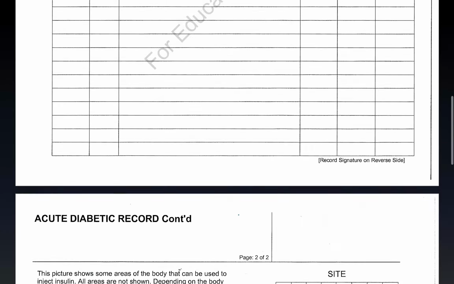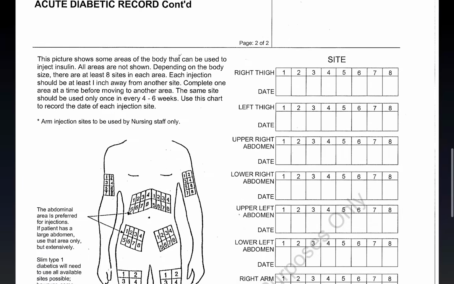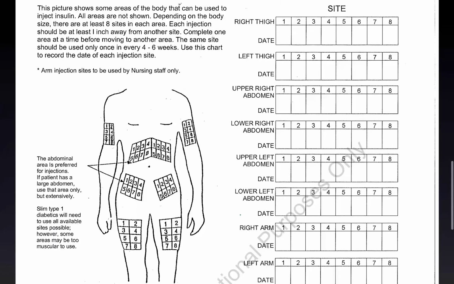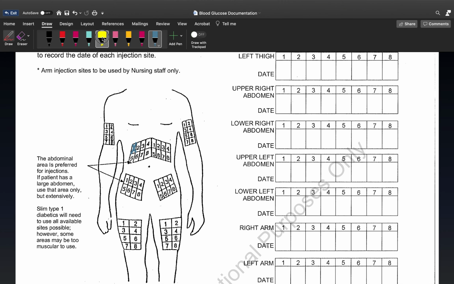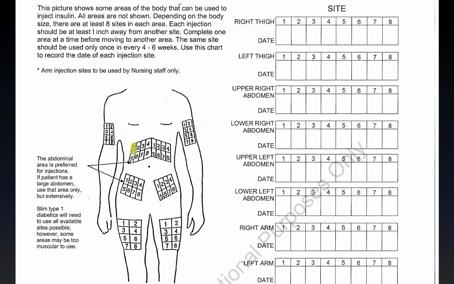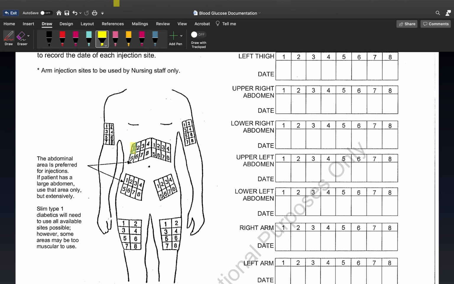Get to the second page. Let's say we administered this medication on the patient's right upper abdomen and we chose site number 1. So we can go ahead and mark that little area there, site number 1, upper right hand abdomen. And again, some facilities require that you highlight that site just for ease of viewing.